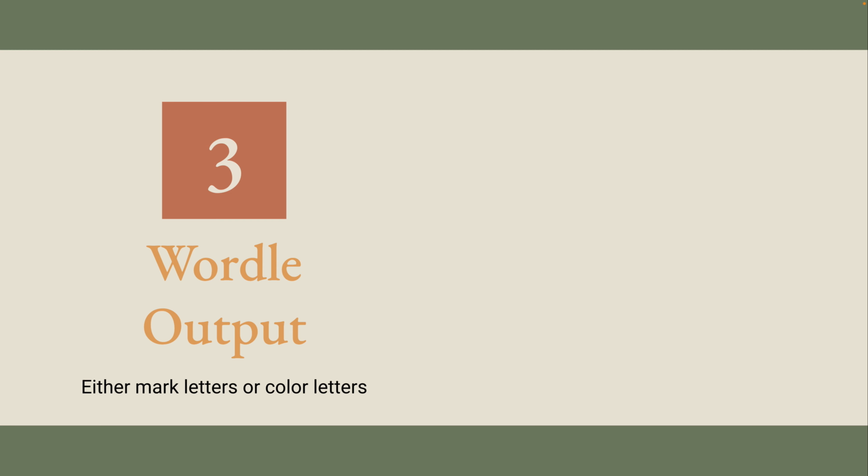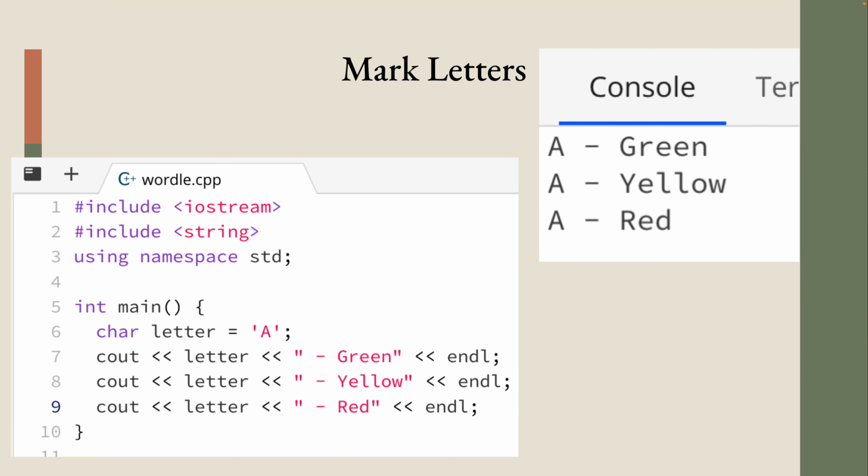Okay, final part. I'll just spend 3 or 4 minutes on this. Wordle output. People have been asking what the output should look like. It's up to you. One way you can do it is you can just mark the letter. So if the answer was ASK, it can be A is green, S is yellow, K is red. And with that, you just print out the letter and then the string green, yellow, or red. This is just like printing how we would normally print anything else that we've done in this class. Does this make sense for how people would do that?